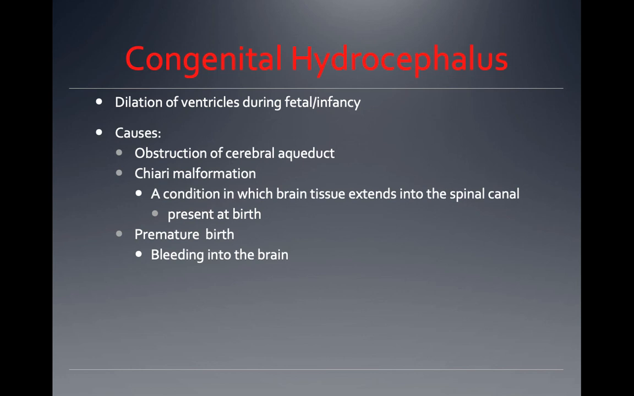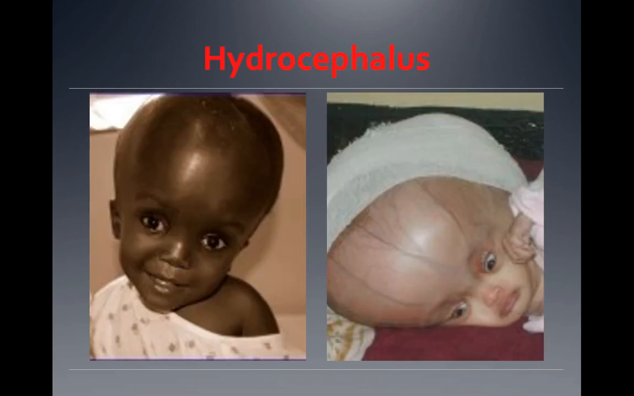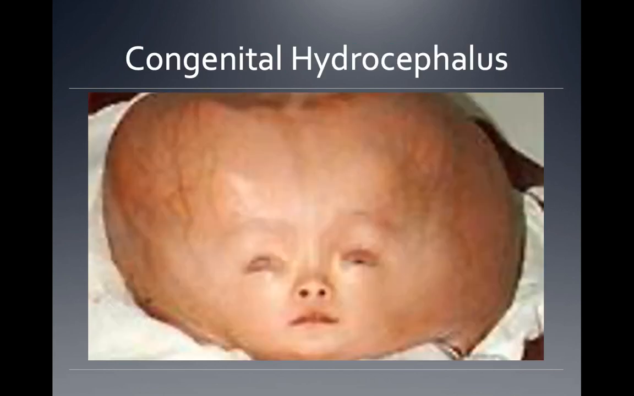This a lot of time happens in premature birth, and because of the premature birth, the patient has bleeding into the brain, and then that causes this Chiari malformation or obstruction of the cerebral aqueduct. And then, of course, remember that their skull is not fused, and so as their brain swells, their skull is going to get larger to accommodate that pressure. And then you can see very bad congenital hydrocephalus.